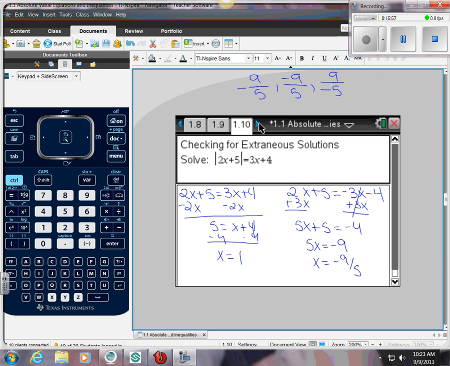Do they both check? No. Which one doesn't check? Yeah, it says false when you check this one, right? So we have to reject it. We cross it right out, it's rejected. Does not check. Our only solution is 1.